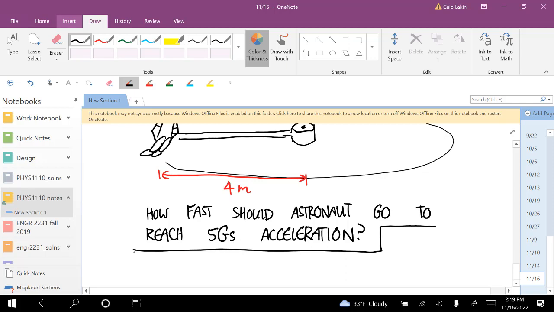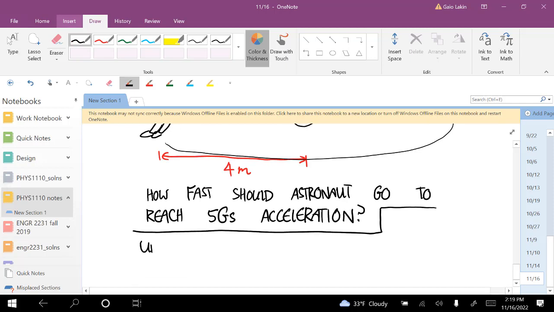Okay, so we're going to assume that this is uniform circular motion. We're not going to worry about the speed changing. We're going to assume that once this thing gets up to speed, it just stays at that speed. So, uniform.